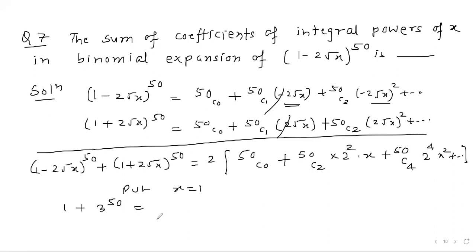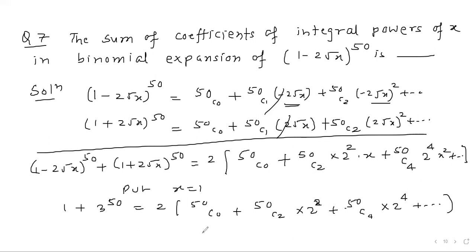And in the RHS, we will get twice of 50C0 plus 50C2 into 2 square plus dot dot plus 50C4 into 2 power 4 and so on.